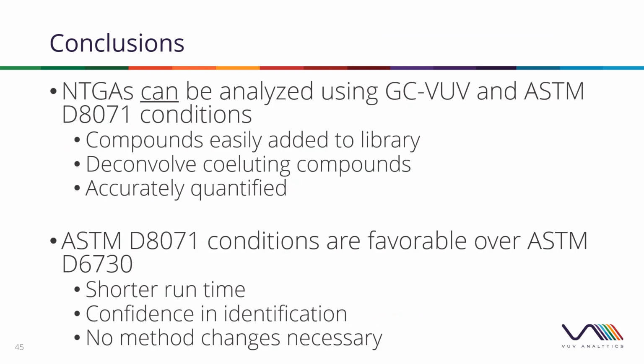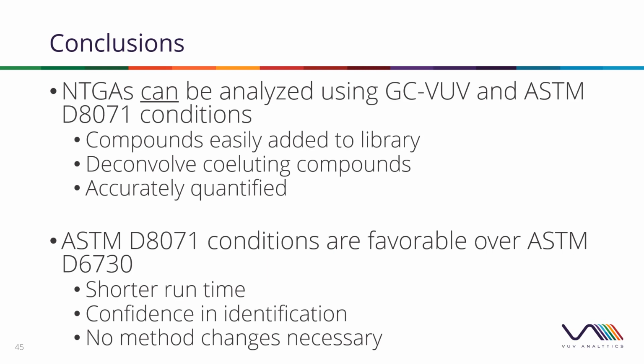And so just in conclusion here, when we're looking at our non-traditional gasoline additives, we find that we can successfully analyze these compounds with GC-VUV using the ASTM D8071 method conditions. I've got, again, the major points here of why we can do that, because we can add new compounds to the library very easily. So if we come across new additives of interest, or if we start seeing other additives that we want to make sure we keep out of our gas, we can see them just fine. And again, if we're looking for these types of compounds, they're not going to be hidden away in our other peaks because we can deconvolve them and we can quantify them very well.